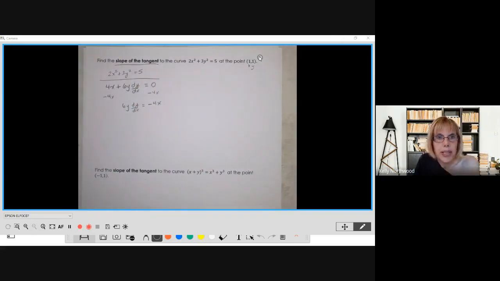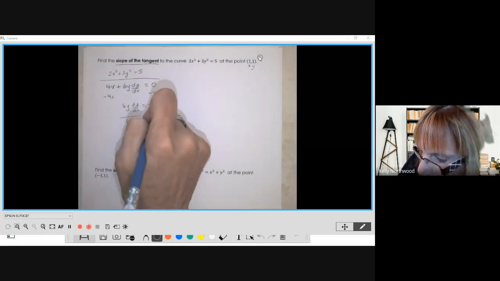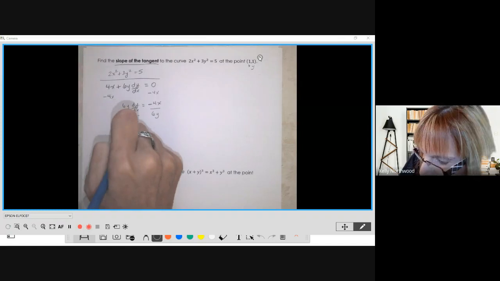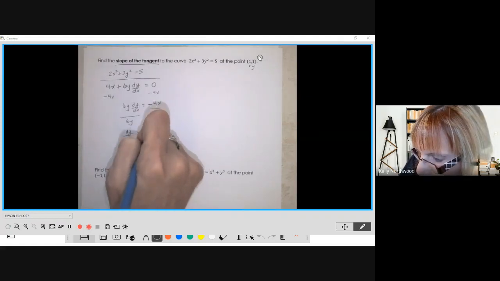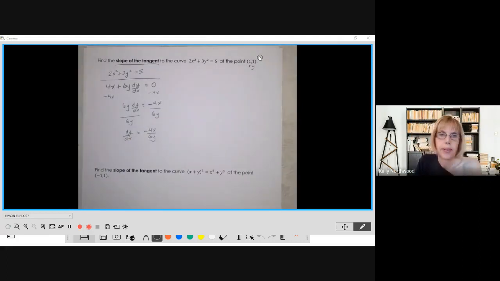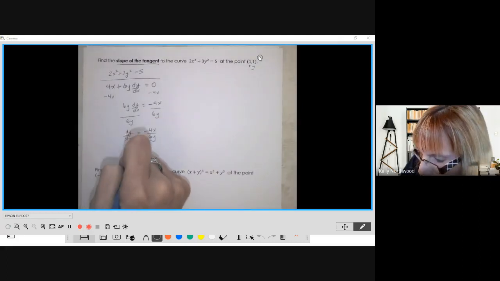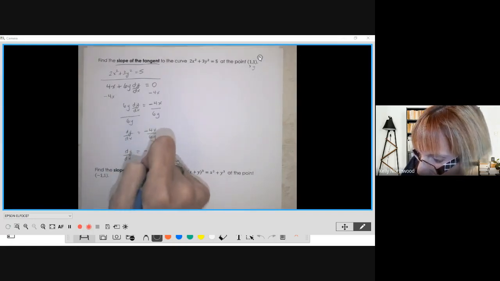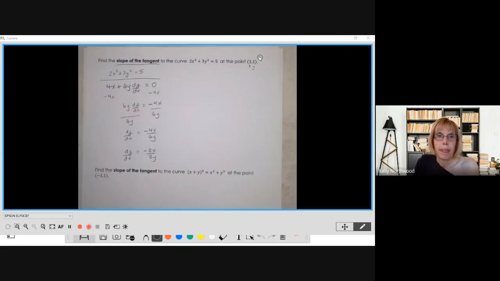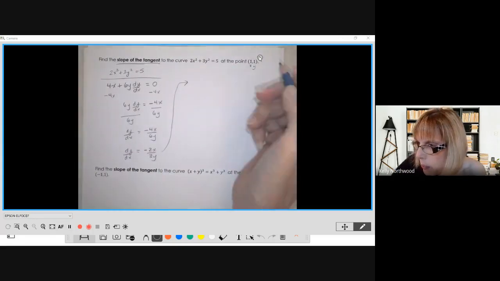And then divide both sides by 6y. So the slope of the tangent is negative 4x over 6y. Or you might say, I really want to divide top and bottom by 2 and get negative 2x over 3y. That's at any point, but we want to find it specifically at the point 1, 1.